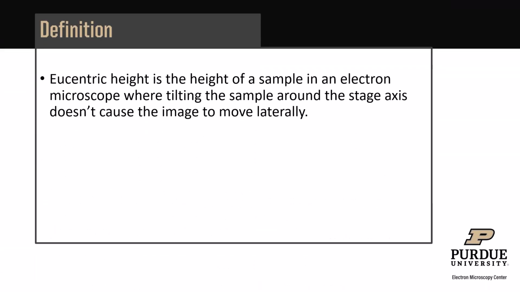So we'll start with the definition, and the definition of eucentric height is the height of a sample in an electron microscope where tilting the sample around the stage axis does not cause the image to move laterally. If you're more of a visual learner and that didn't mean much to you, don't worry about that. We're going to look at a visual of what that means in just a moment.